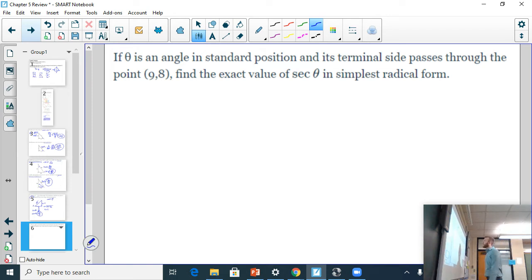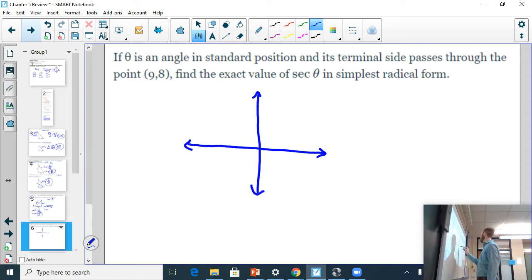All right, if theta is an angle in standard position and its terminal side passes through the point (9, 8), what is the exact value of secant of theta? So when I see this, I'm given a point (9, 8), I'm just going to graph it, right? (9, 8) is maybe like that. And I just like to make a triangle. (9, 8) happens to be in the first quadrant, right? So positive 9 in the x and positive 8 in the y, right? But if it was negative 9, 8, this would be like negative 9, 8.